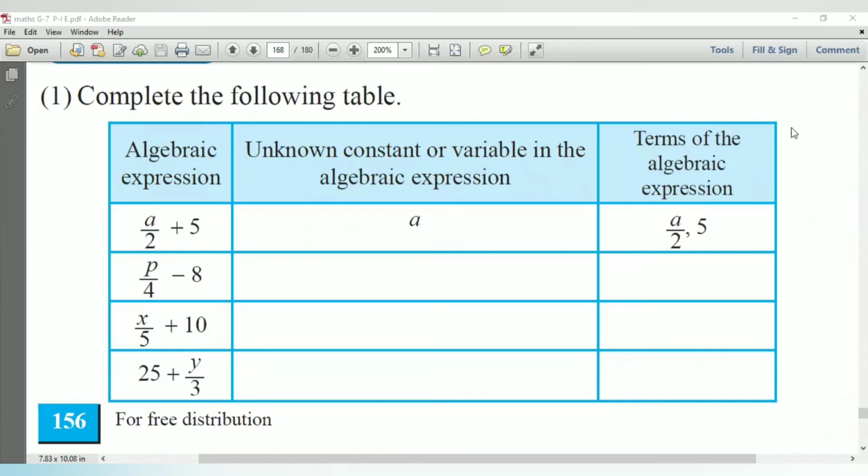Right. So let's go for a question. Here you have a table to be completed. So they have given you an algebraic expression.